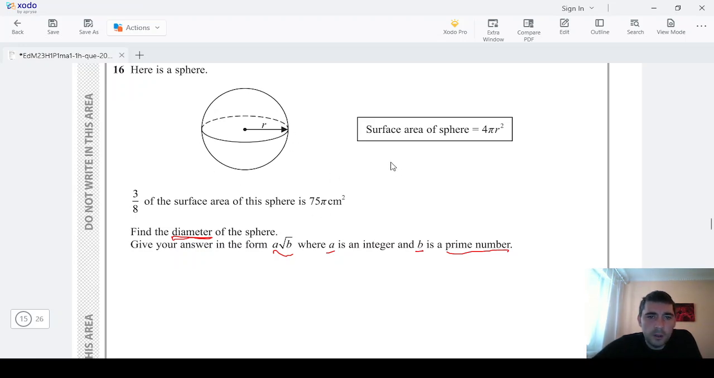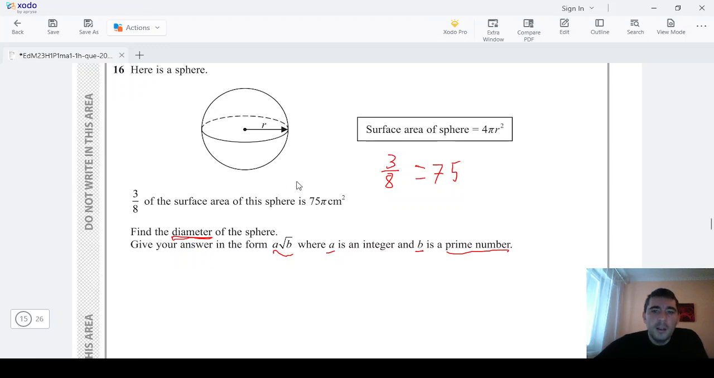Okay, so if we know that 3/8 of the surface area is equal to 75. Excuse me, I need to check. I'll ring it. I'll answer it later.